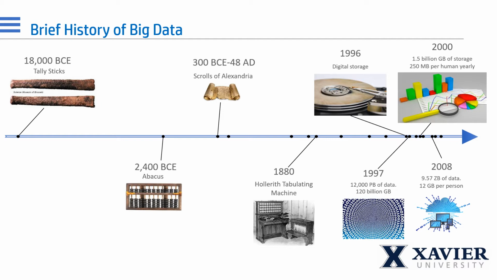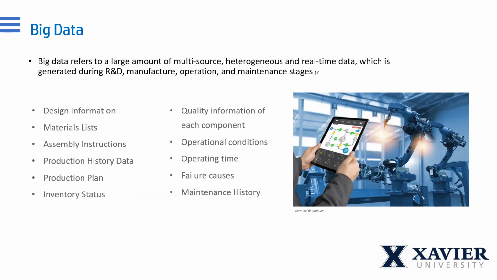As computers started making their way into every house and business, data and data storage really starts to take off. By '96, data storage becomes more cost-effective than paper. In '97, it's estimated that 12,000 petabytes, or 12 billion gigabytes, of data is being stored. By 2000, the yearly production of stored data was the equivalent of 250 megabytes for every human on Earth. And in 2008, it was estimated that the world was processing 9.5 zettabytes of data, 12 gigabytes per person every day. Now that is a lot of data.